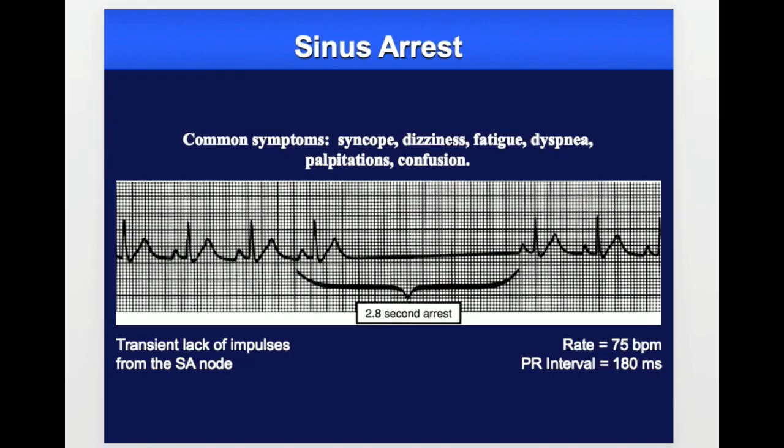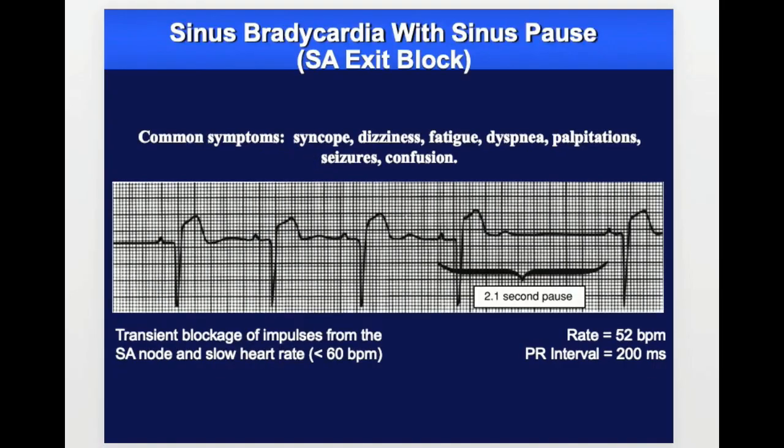In diagnosing and prescribing therapy, the length of the pause is not as important as the severity of the patient's symptoms. The common symptoms include syncope, dizziness, fatigue, dyspnea, palpitation, and confusion, more or less the same as sinus bradycardia.